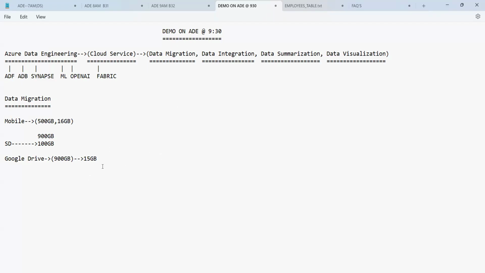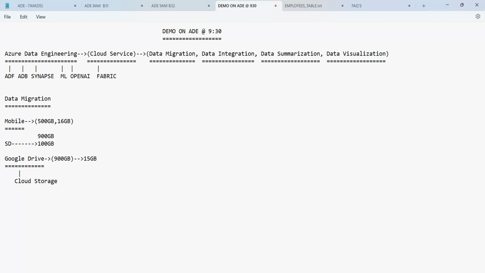So here the same thing. Google Drive is actually called a cloud storage. It is called cloud storage, okay, guys.